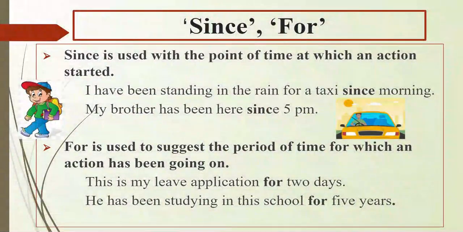Now, since and for. Since, where do you use since? Most of the children get confused as to where to use since and for. Now, since is used with the point of time at which an action started, when it started. Like my brother has been here since 5 o'clock, 5 p.m. And maybe now it is 7 or 8 p.m. Like I have been standing in the rain for a taxi since morning.